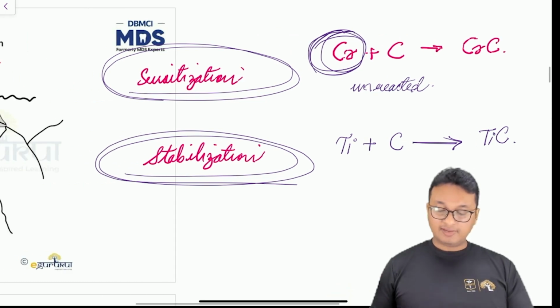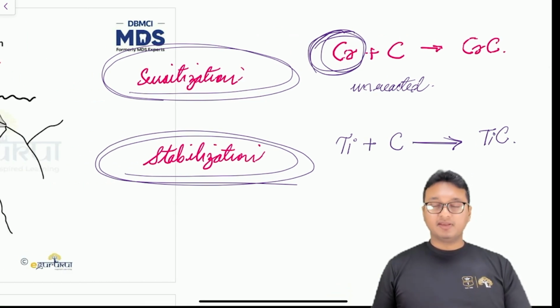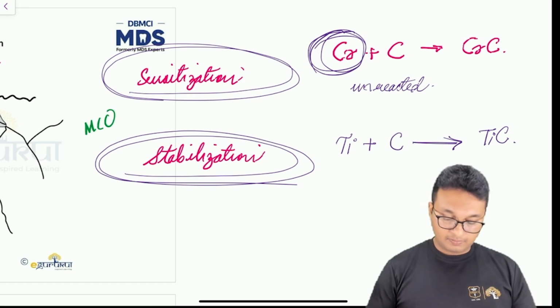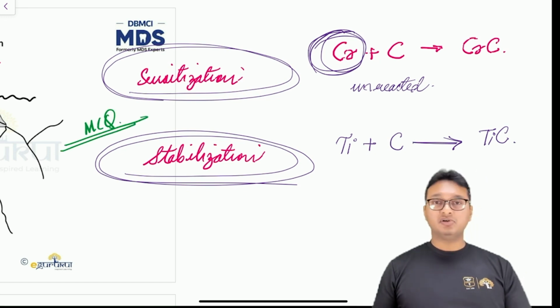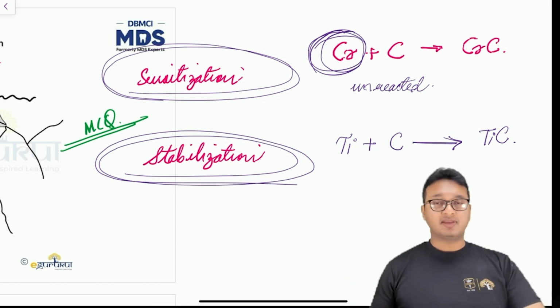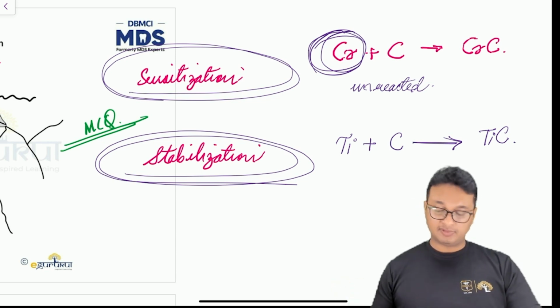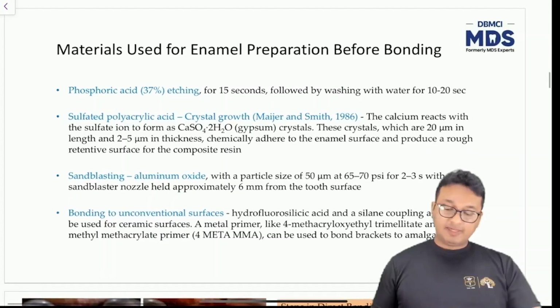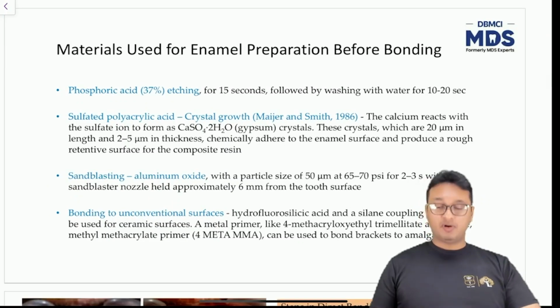Right? So that is the fundamental principle between sensitization, stabilization, and passivation. So please remember, this can be asked as an MCQ also. And in your final year university exam, these three processes can be asked as short notes in your exams as well. Now coming to materials used for enamel preparation before the bonding.